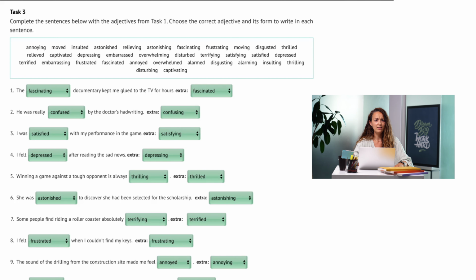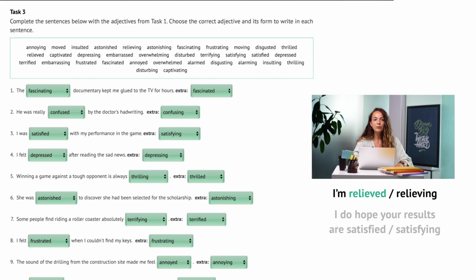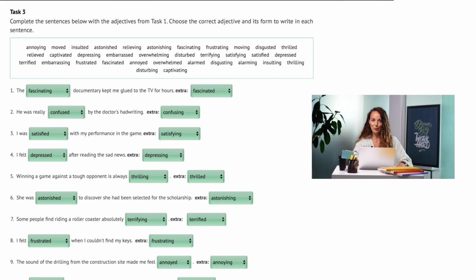It was quite a challenge, I'll tell you. I'm relieved or relieving? That it's over. Of course, it's relieved. I do hope your results are satisfied or satisfying. Well, the results are definitely satisfying, and you, I'm sure, are satisfied with those results. Way to go. We're done with our lesson for today.